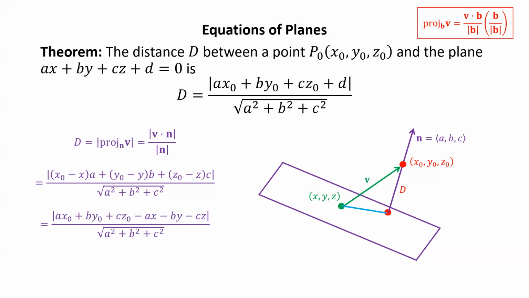When we multiply everything out in the numerator, we get ax0 plus by0 plus cz0 minus ax minus by minus cz. Now notice if we look at the general form for the equation of the plane, ax plus by plus cz plus d equals 0, and we solve for d, we see that d is precisely equal to negative ax minus by minus cz. So we can make that substitution to get the formula we were looking for.